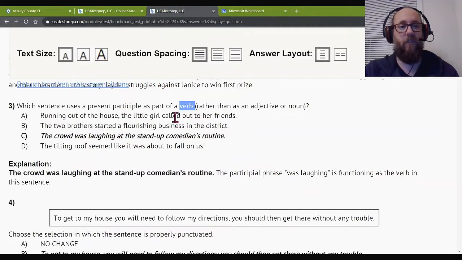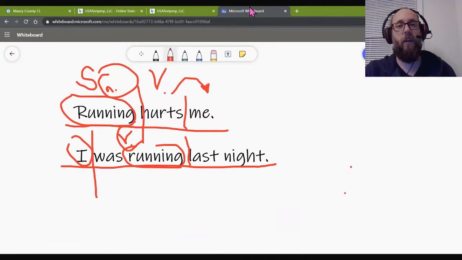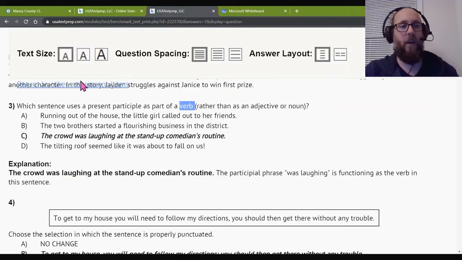So let's go back to the question. Which sentence uses a present participle as a verb? Or it even says as a part of a verb rather than an adjective or noun. So I'm looking for this situation right here. I want something that looks like this, where the ing word is acting like a verb. So now I'm going to go back here and look at my options. Running out of the house, the little girl called out to her friends. Now, as a tricky sentence, this should actually go at the end. The little girl called out to her friends running out of the house.